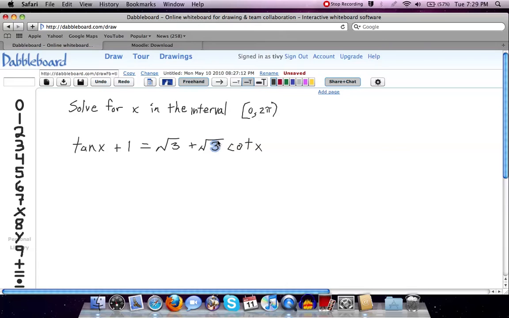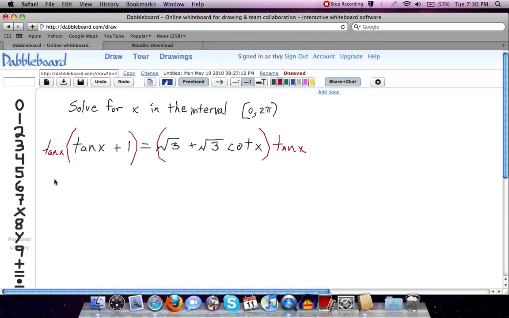So what I want to do is try to get this all in terms of one trig function, and I think the best choice would be to make it all in terms of tangent. Because you have a cotangent here, I can basically multiply both sides of the equation by tangent of x, and same thing to this side, tangent of x.